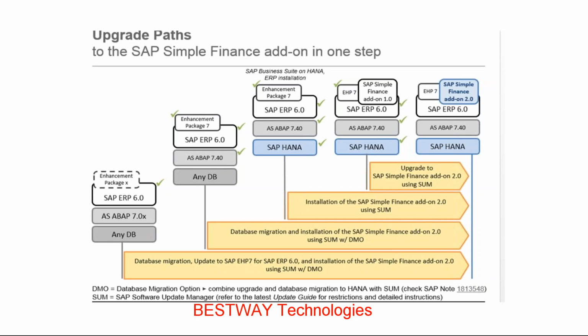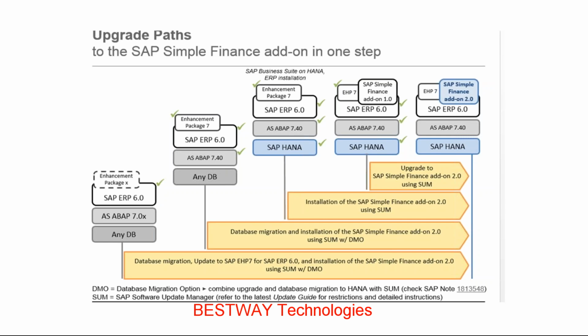So to do database migration, you should be in EHP 7. You should be in EHP 7 to do a database migration to HANA. If you are not in EHP 7, you have to update to EHP 7 and do database migration. To use 1503, 1511, EHP 7 would be sufficient.